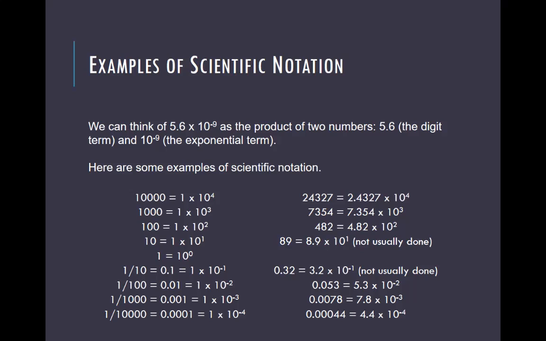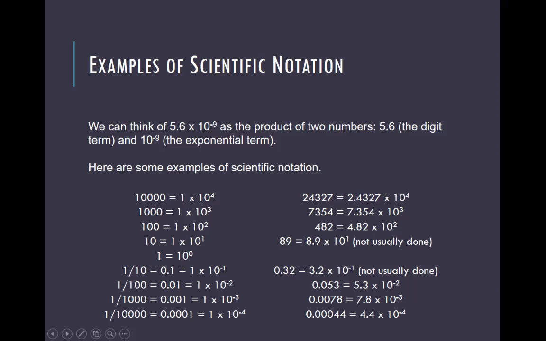1/10 or 0.1 is equal to 1 times 10 to the negative 1. 1/100th or 0.01 is 1 times 10 to the negative second, and so on and so forth. So you can see some examples over here on the right. 24327. You always move the decimal so it's right after the first number. We wouldn't want this to be 24 times 10 to the third. No, we want this to be 2.4327 times 10 to the fourth.